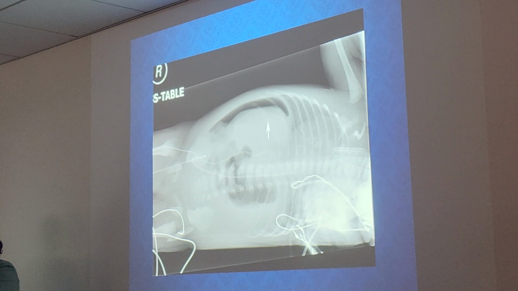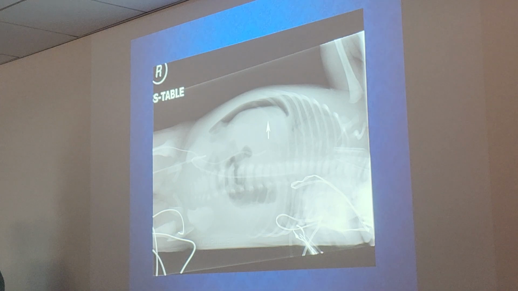Does anyone know why doctors prefer the left lateral decubitus, especially if they're looking for free air? The heart and the gastric bubble. Because of the gastric and the stomach. They go up, like they can mistake it for the gas.